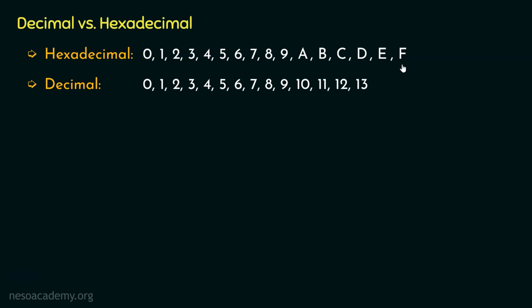Now what about E and F? E is going to be 14 and F will be 15. Now tell me, hexadecimal's 10, that is the number after F. So what will be the value of 10 of hexadecimal in case of decimal? Well, it will be the next number after 15, that is 16, isn't it? So this is the comparative study of decimal and hexadecimal.